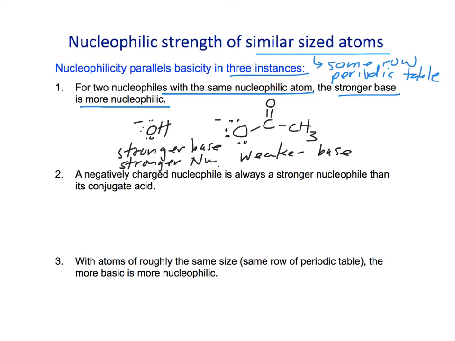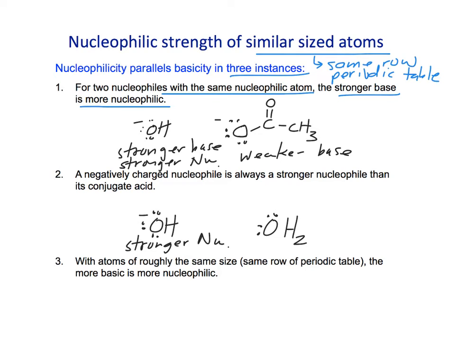Instance 2. A negatively charged nucleophile is always a stronger nucleophile than its conjugate acid. So here again, a good example is comparing the nucleophilicity of hydroxide to the nucleophilicity of water. Both species have non-bonding pairs of electrons, so they can behave as nucleophiles, but the stronger base, which is hydroxide, is going to be the stronger nucleophile. In fact, water is its conjugate acid, and the acid is the weaker nucleophile.